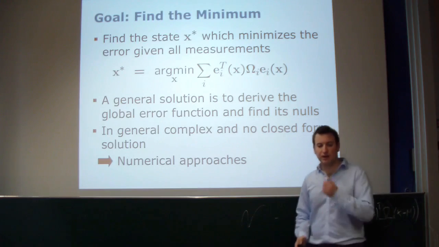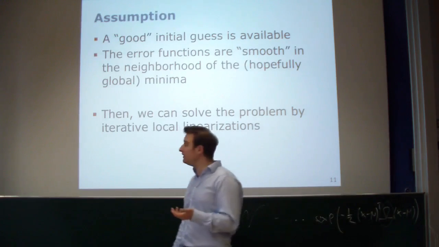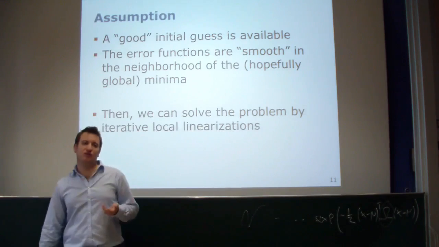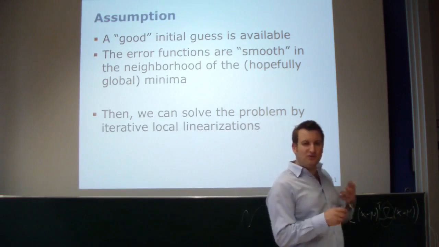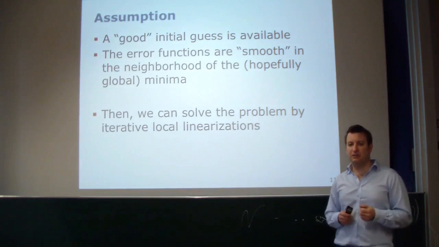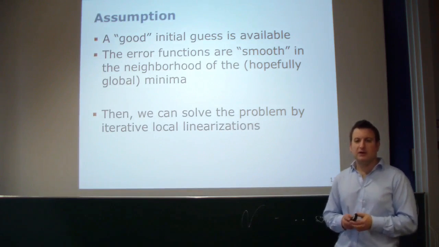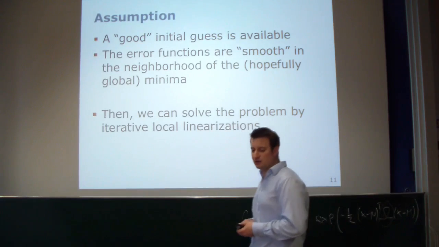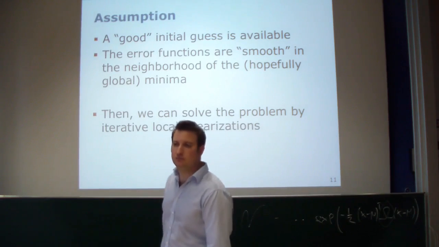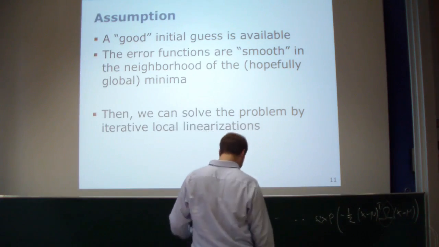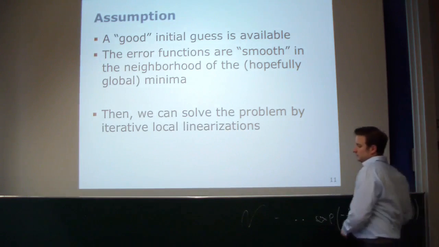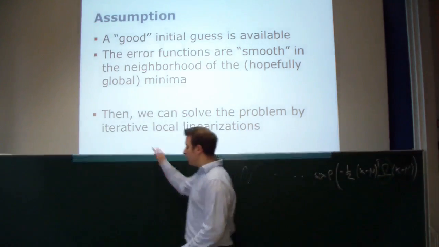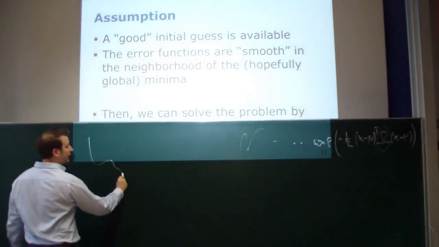So, in general, there's no closed form solution, so we typically need to use approximations and an iterative approach to come up with a solution. What we typically do is make some assumptions. One of the assumptions in here is that a good initial guess is available, so we roughly know these variables. It's especially needed if you have an error function which has local minima. So if we have an error function which may look like this.